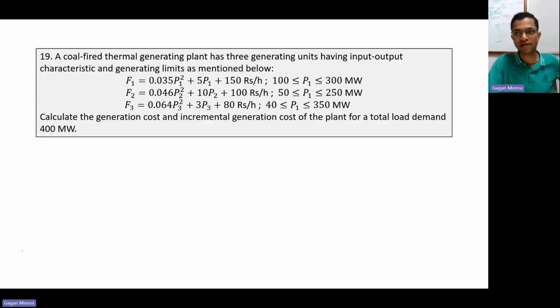Let's move quickly. A coal-fired thermal generating plant has 3 generating units having input-output characteristic and generating limits as mentioned below. Calculate the generation cost and incremental generation cost of the plant for a total demand of 400 megawatt. We have these 3 plants and we need to calculate the total load.